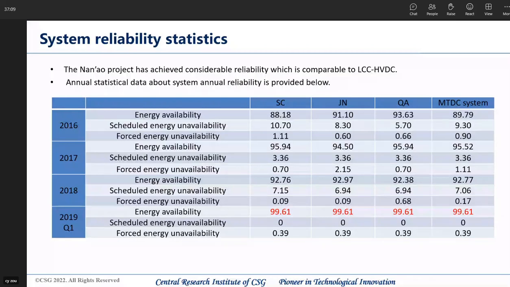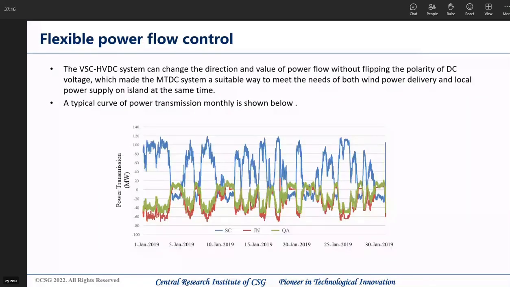The VSC system can change the direction and the value of power flow without flipping the polarity of DC voltage, which makes the multi-terminal DC system a suitable way to meet the needs of both wind power delivery and the local power supply on the island at the same time. A typical monthly power transmission curve is shown below. You can see the power can change significantly in a short time, and the power flow has changed polarity.